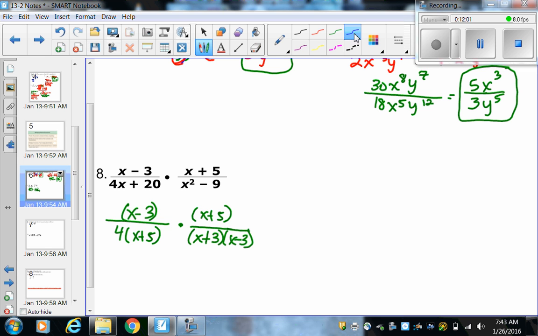Cross out what's on the bottom and the top. It doesn't matter if it's on one side or the other as long as it's up top. Like, for example, the x minus 3 cancels with the x minus 3 over here. One's up top, one's on the bottom. X plus 5 cancels with this x plus 5. Then there's nothing else up top, so I can't cancel anything else. But you have to remember, if everything cancels up top, you really have a 1. On the bottom, you have 4 and x plus 3.